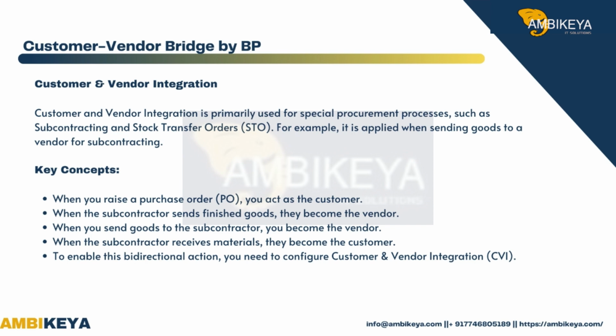Key concepts. When you raise a purchase order, PO, you act as the customer. When the subcontractor sends finished goods, they become the vendor. When you send goods to the subcontractor, you become the vendor. When the subcontractor receives materials, they become the customer. To enable this bidirectional action, you need to configure Customer and Vendor Integration, CVI.